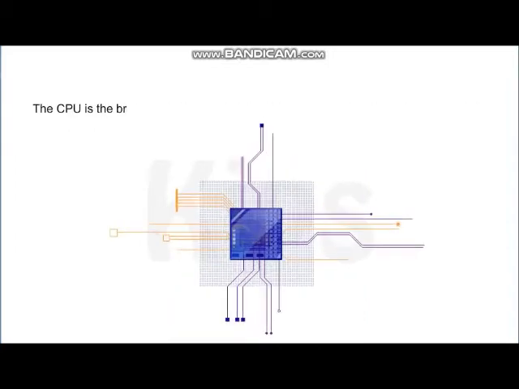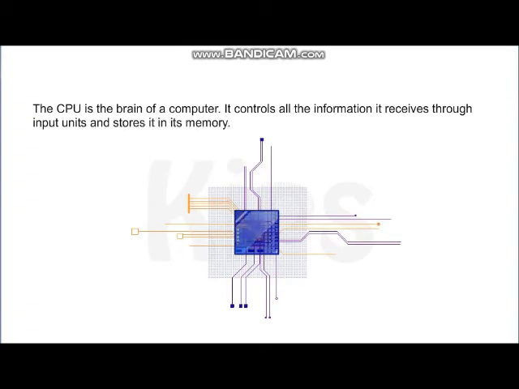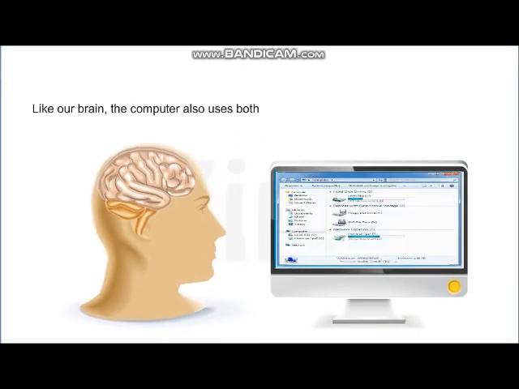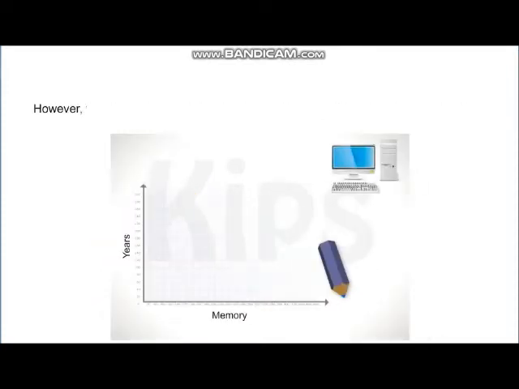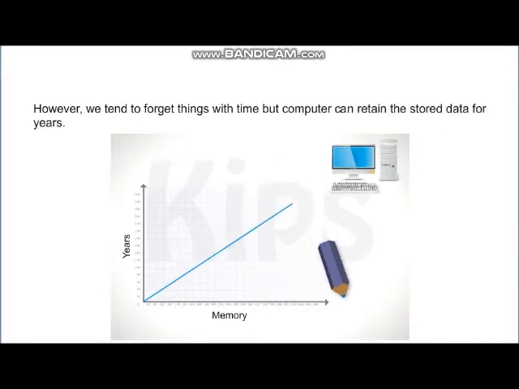The CPU is the brain of a computer. It controls all the information it receives through input units and stores it in its memory. Like our brain, the computer also uses both short-term and long-term memory to store data or information. However, we tend to forget things with time, but a computer can retain the stored data for years. This data can be retrieved from the computer's memory when needed.